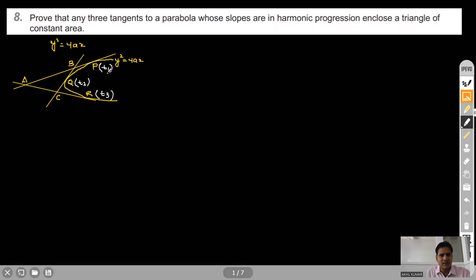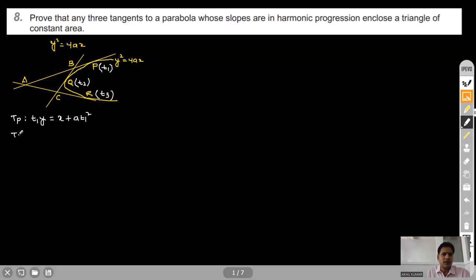What does it mean? Taking t1 as the parametric point means the coordinates of P will be a t1 square comma 2a t1. Similarly, the coordinates of Q will be a t2 square comma 2a t2, and R the same, a t3 square comma 2a t3. So now I will write the equation of tangent at P in parametric form. Okay, so what it will be basically, it will be t1 y is equal to x plus a t1 square, right?